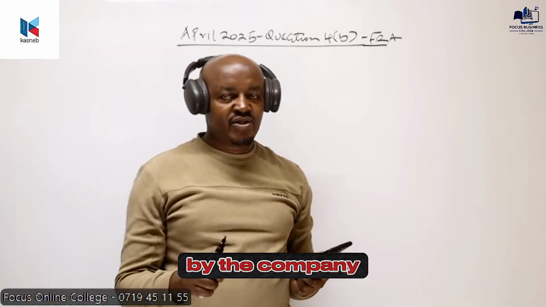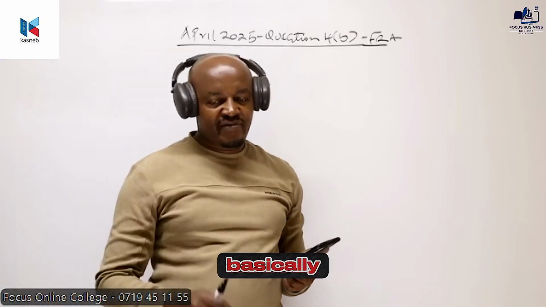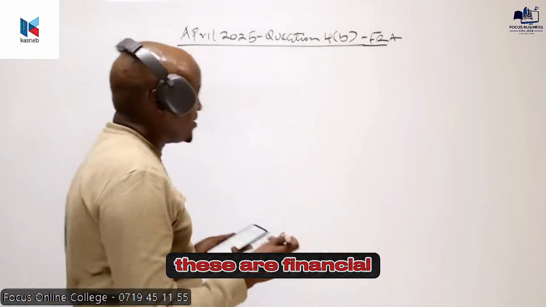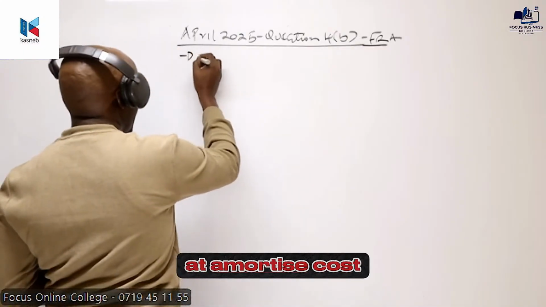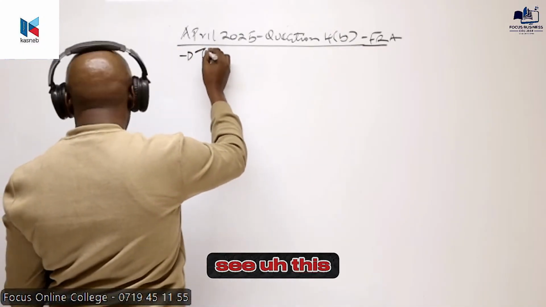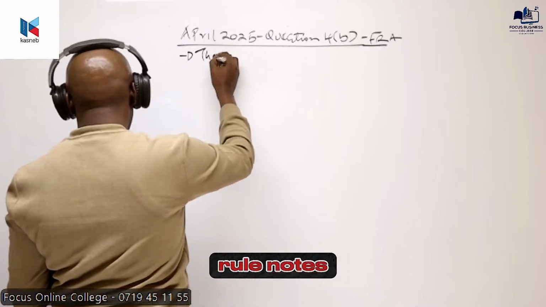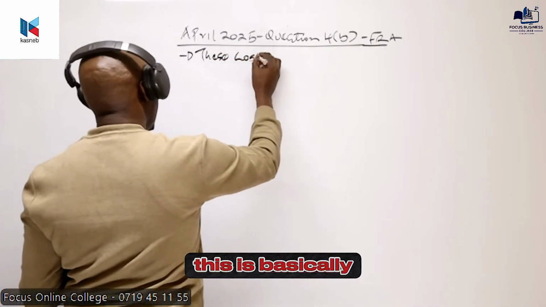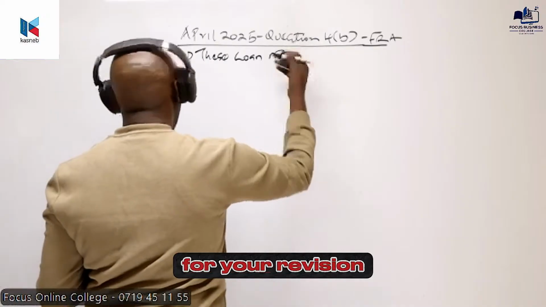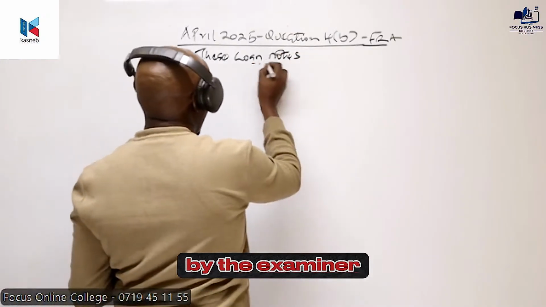So these are debt instruments issued by the company. They have a fixed rate. So basically, what that means is that these are financial liabilities at amortized cost. So we can say these loan notes. This is basically for your revision, it is not required by the examiner.